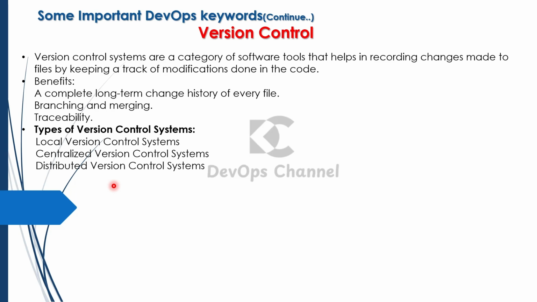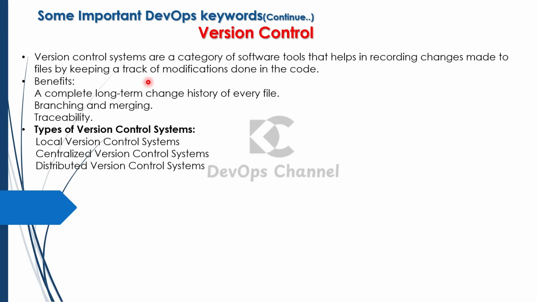Okay, so this is the important one. In many DevOps interviews, it is asked. Version control systems are a category of software tools that help in recording changes made to files by keeping track of modifications done in the code. They do not just keep track. If you have some version of a file, you can roll back to that version of the file, right?